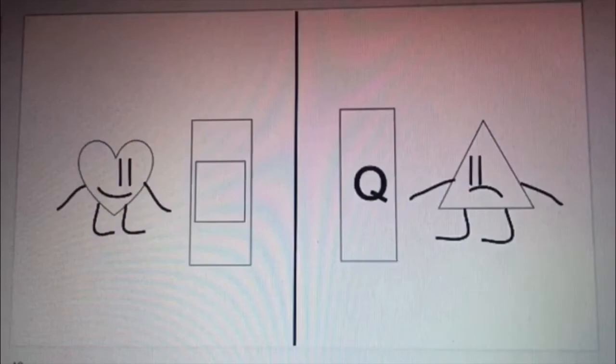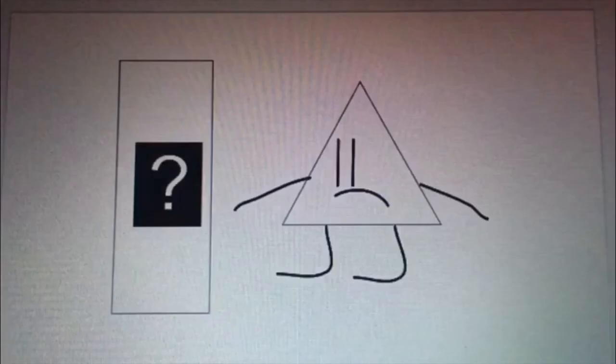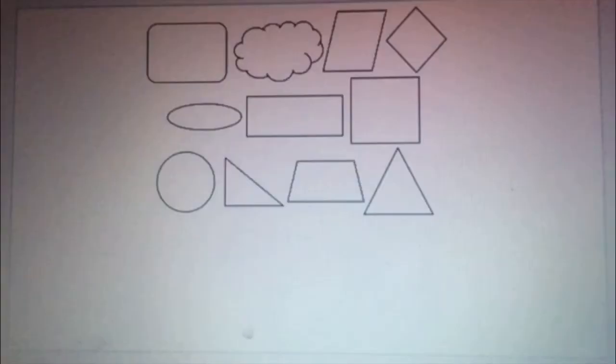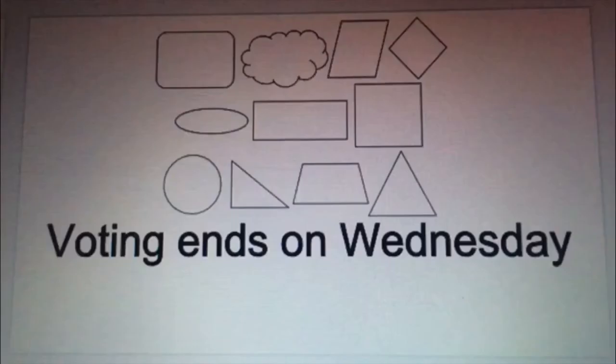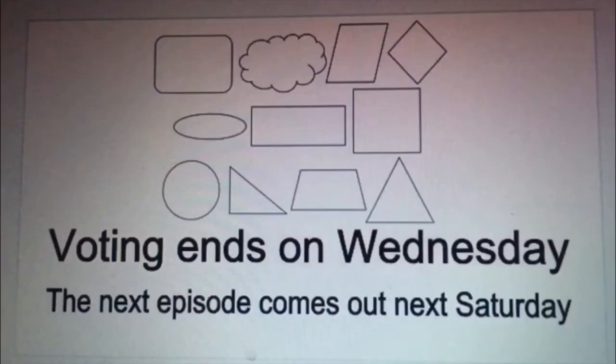Heart is the last one safe, and since triangle is letterless, he's the last one up for elimination. So vote for round square, cloud, parallelogram, diamond, oval, rectangle, square, circle, right triangle, trapezoid, or triangle to be eliminated from the show. Voting ends on Wednesday, and the next episode comes out next Saturday.